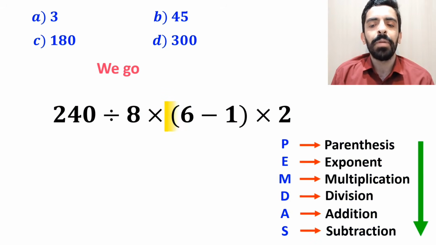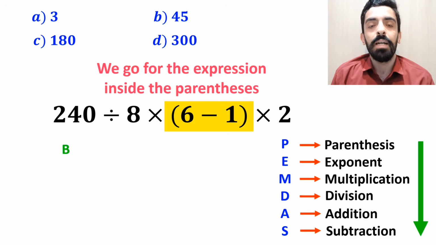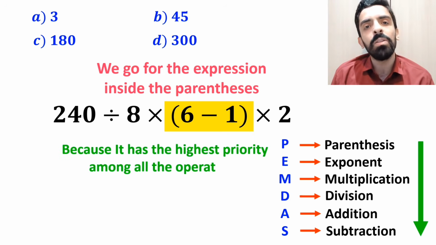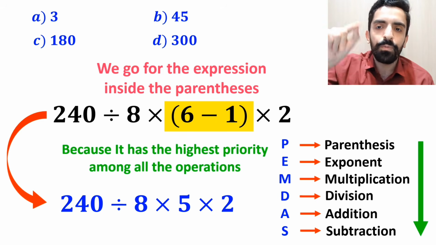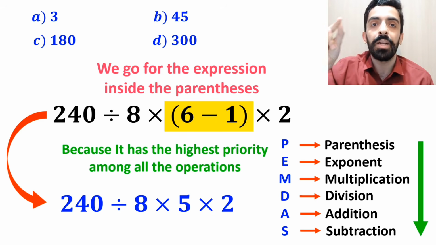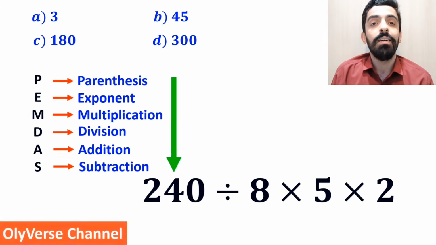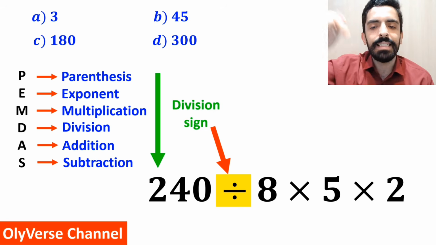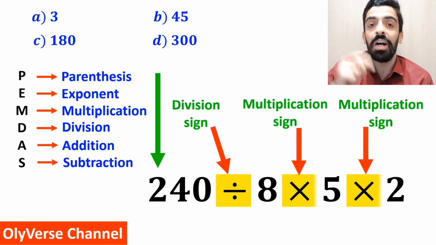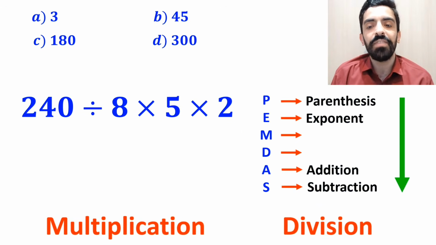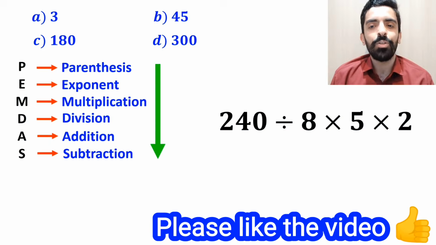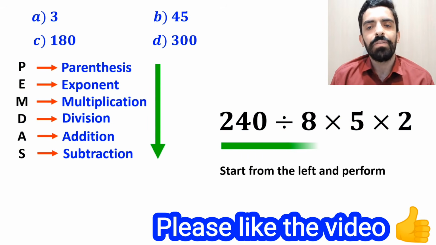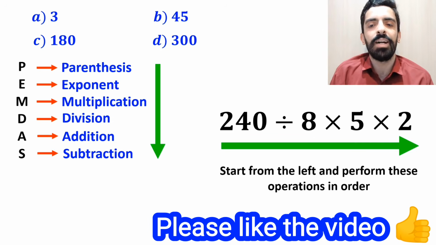Okay, in the first step, we go for the expression inside the parentheses because it has the highest priority among all the operations. So, instead of this expression, we can write 240 divided by 8 multiplied by 5 and again multiplied by 2. As you can see in the image, in this expression, we have one division sign followed by two multiplication signs. We must pay close attention that multiplication and division have exactly the same level of priority in the PEMDAS rule. In this situation, the best thing to do is to start from the left and perform these two operations in order.